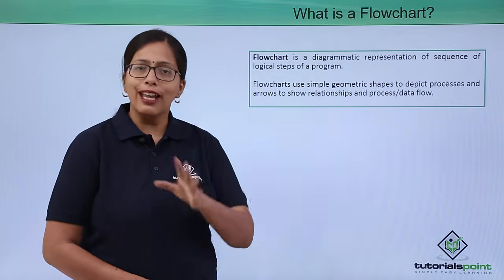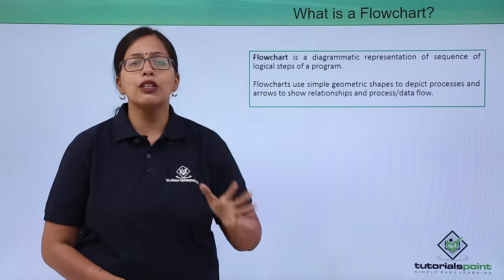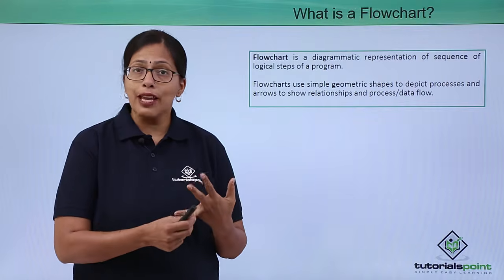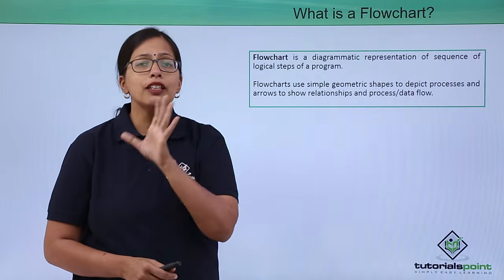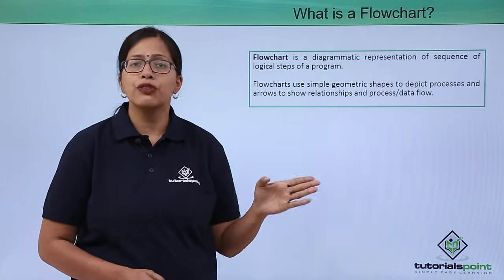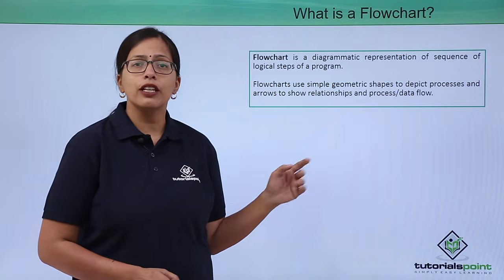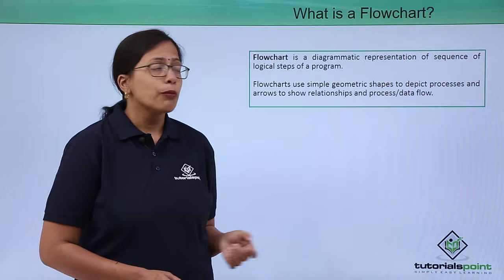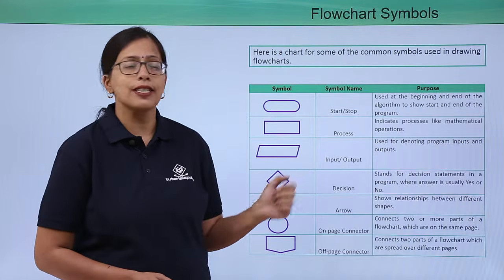data flow. In any process or in any solution, there is data, there are steps, and then there is a relationship between these three. So the flowchart uses geometric shapes and arrows for these purposes. Let's look at a table that depicts most of the commonly used symbols.